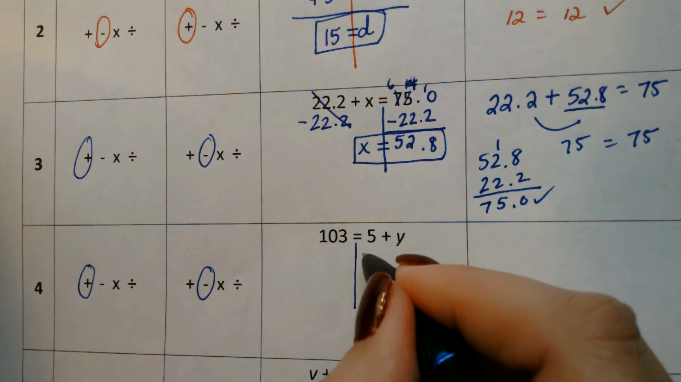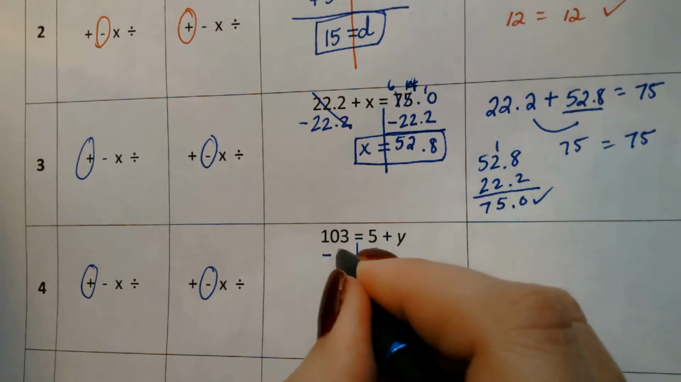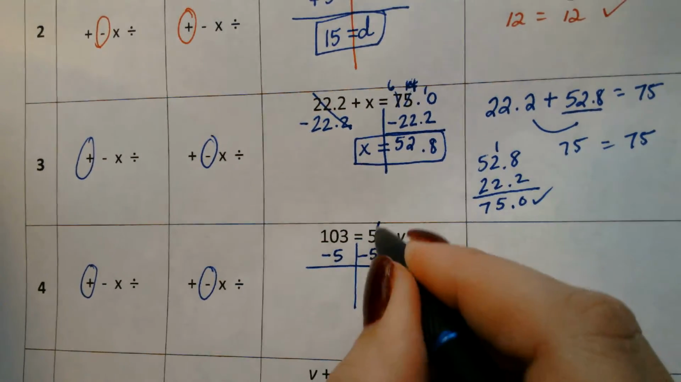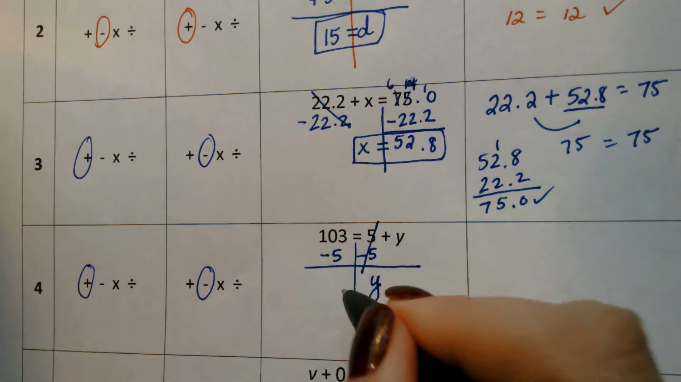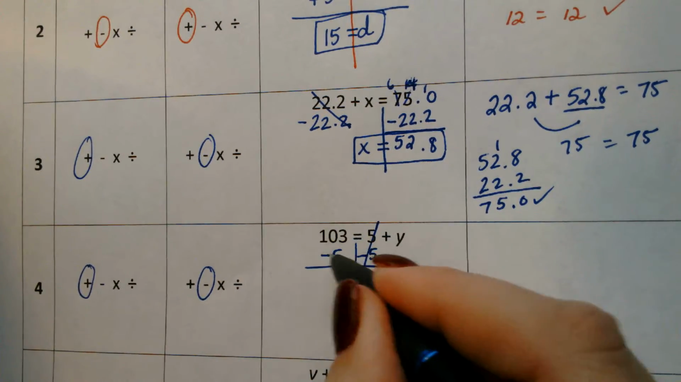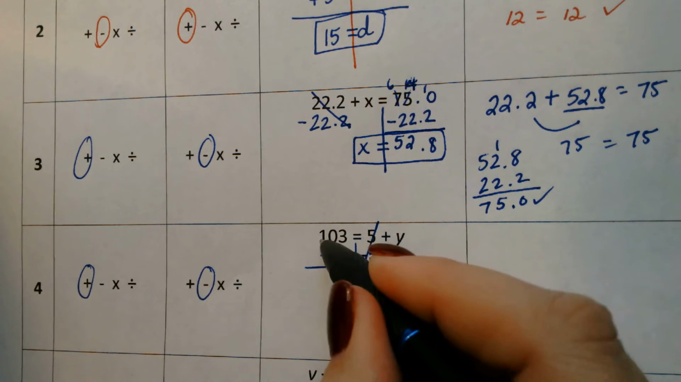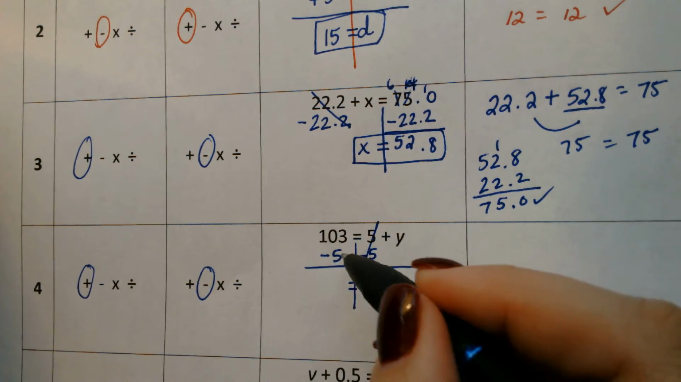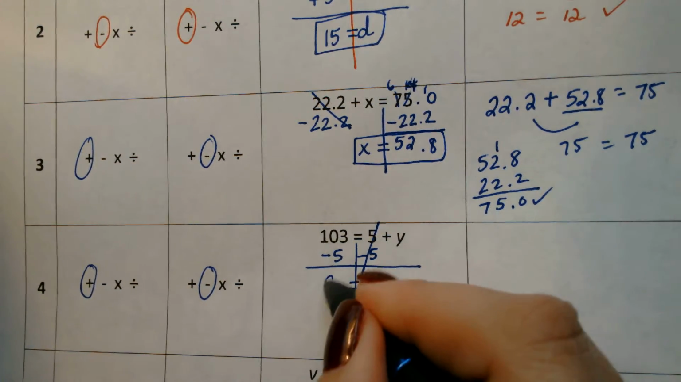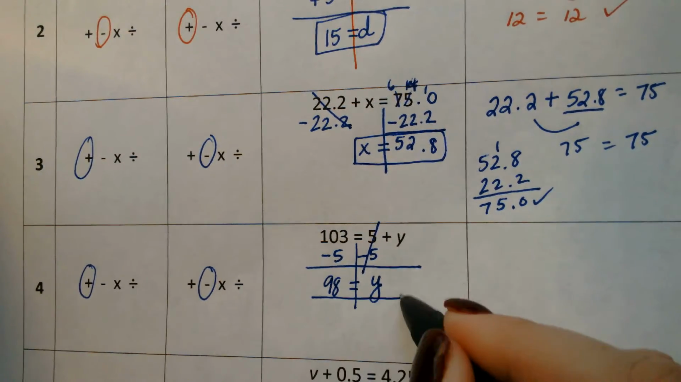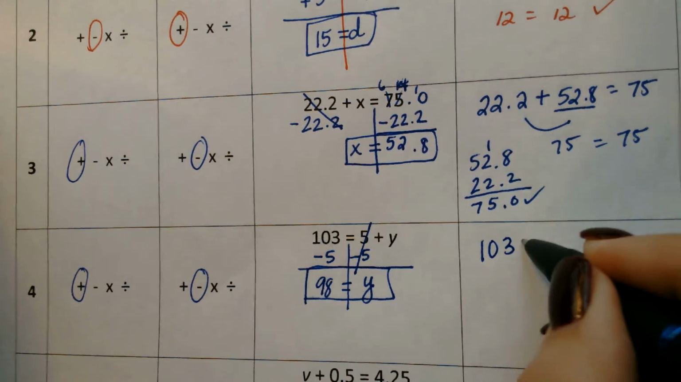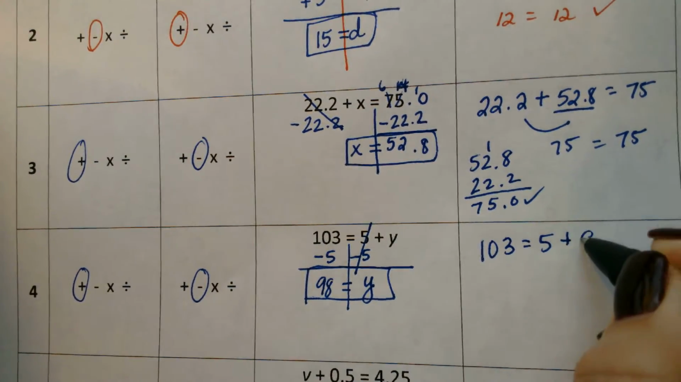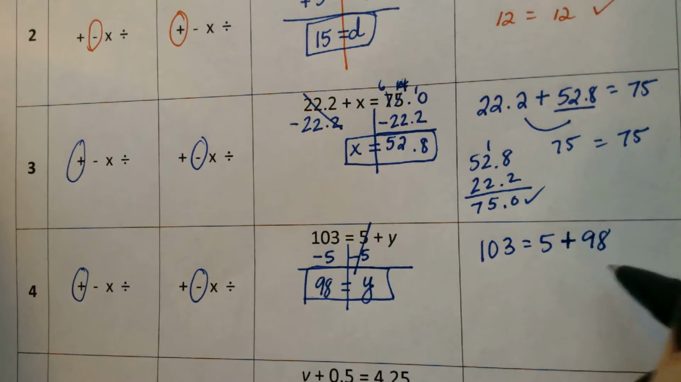So I'm not going to add 5. I'm going to subtract 5 from both sides. 5 minus 5, that becomes 0. So I'm just left with y over here. Y equals 103 minus 5. Well, let's see. 103 minus 3 would be 100. And then take away 2 more would give me 98. So y equals 98.